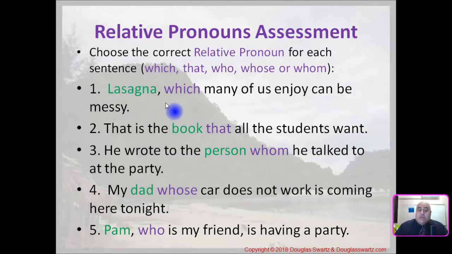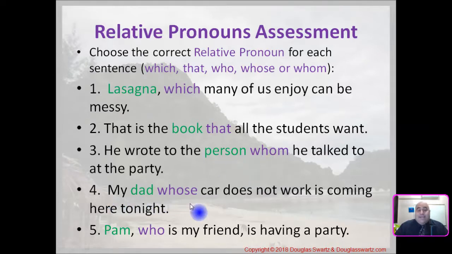Number 1, lasagna, which many of us enjoy, can be messy. Which is a relative pronoun describing lasagna. Number 2, that is the book that all the students want. That is a relative pronoun. Number 3, he wrote to the person whom he talked to at the party. Whom is the relative pronoun. Person is who they're talking about.